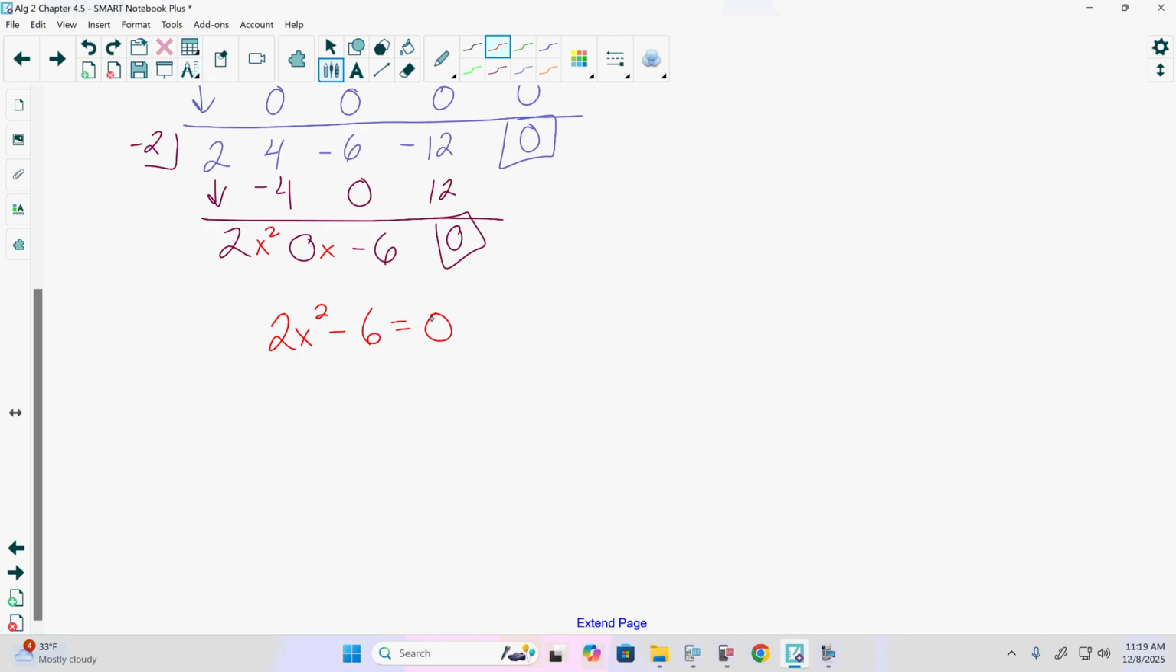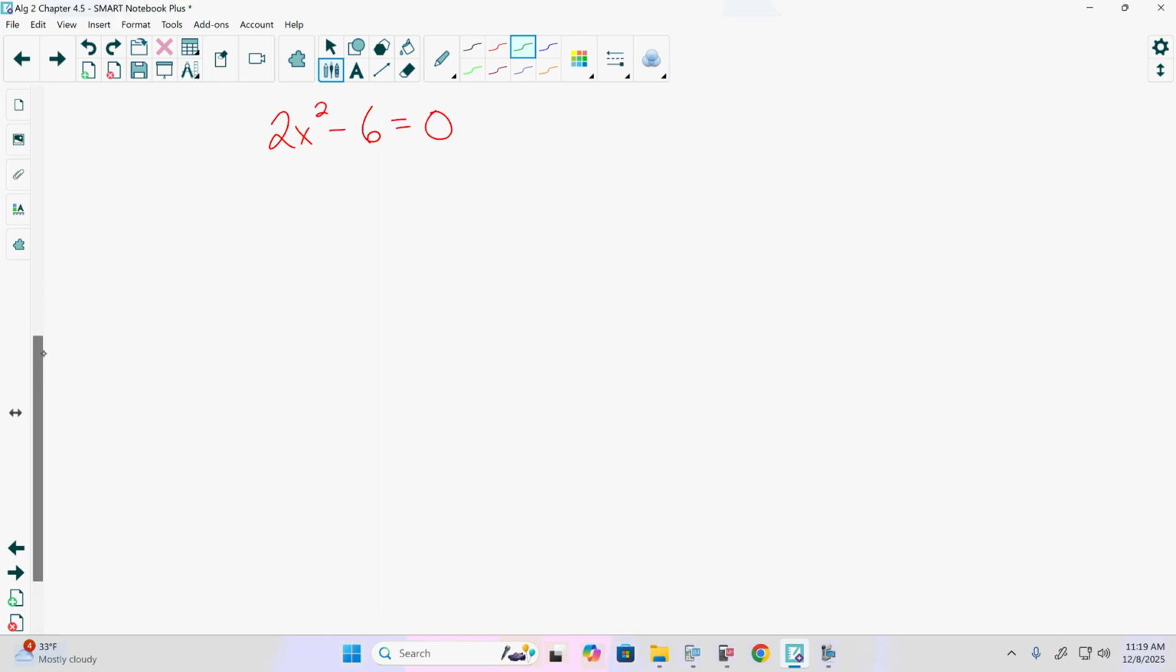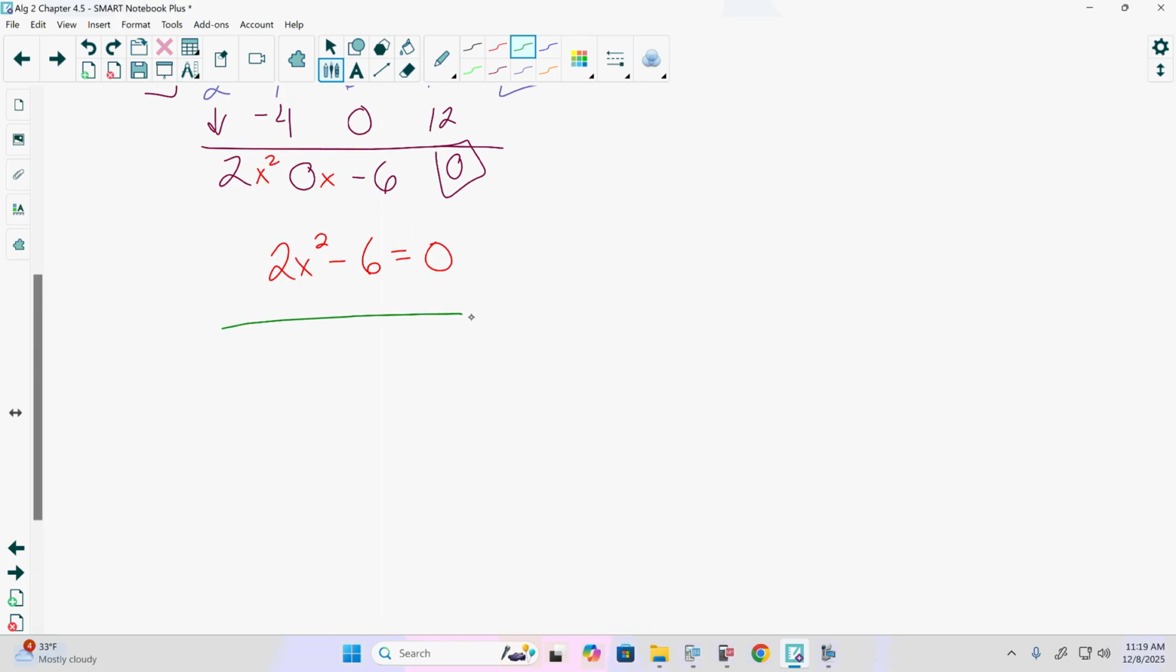Now we could try factoring, but this is not going to factor because it would have to be a difference of perfect squares. 6 is not a perfect square. 2x squared is not a perfect square. So luckily we do have the square root method. The square root method works if we have just the x squared term. We do not have an x to the first term. We have a squared term, or the only variable shows up inside a set of parentheses squared.